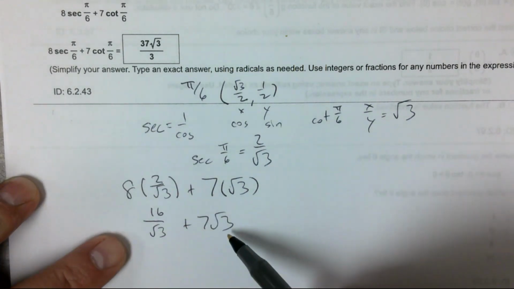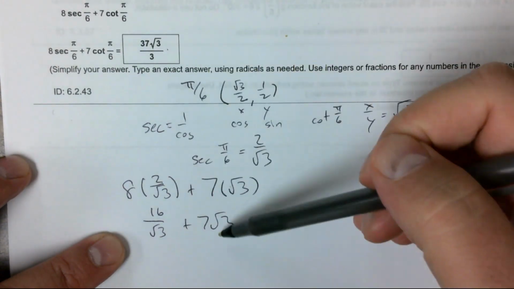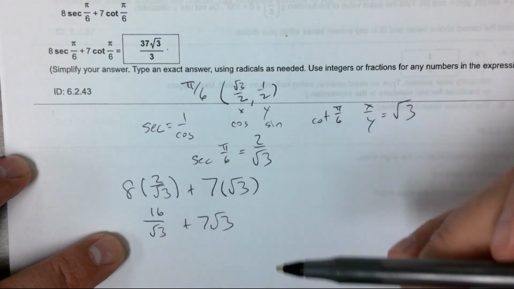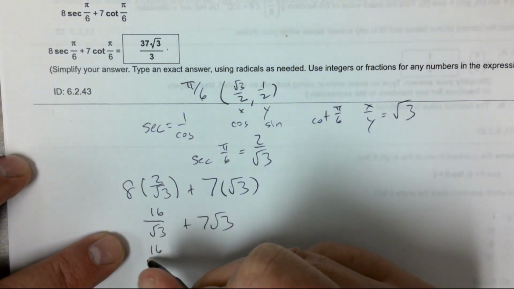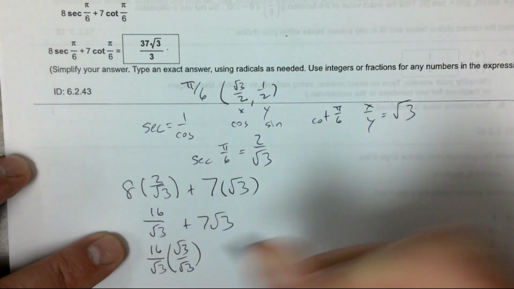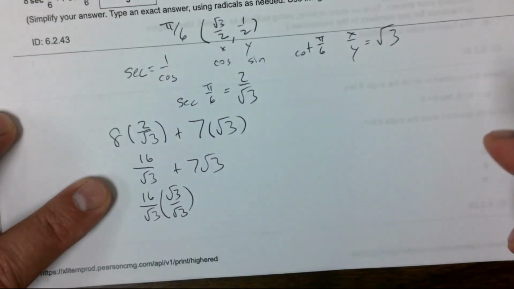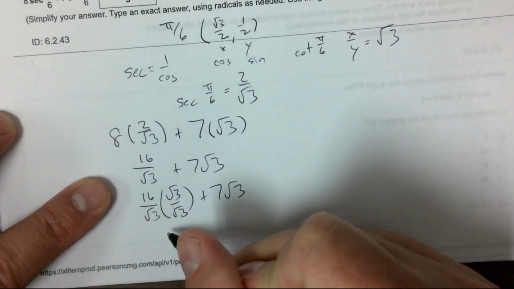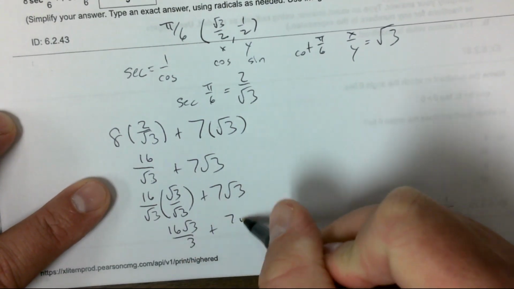Now you're going to notice this didn't match up this time, but what you do is you rationalize this one and get a common denominator. So if you have 16 over square root of 3, you got to multiply by square root of 3 over square root of 3. And again, plus 7 square root of 3. This would be 16 square root of 3 over 3 plus 7 square root of 3 over 1.